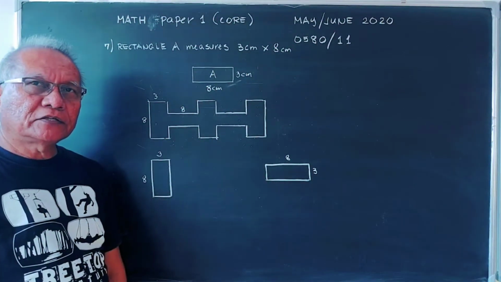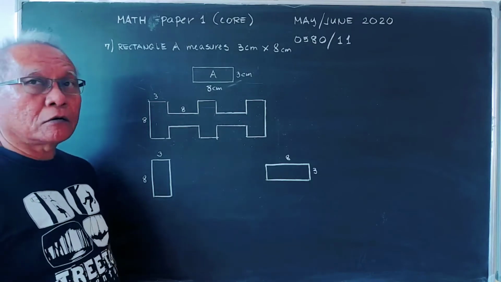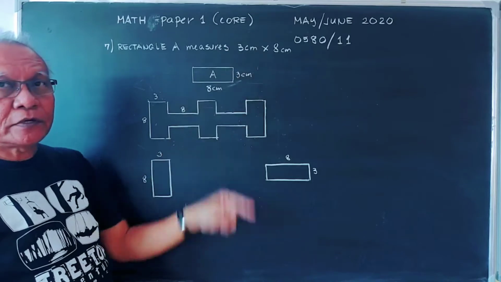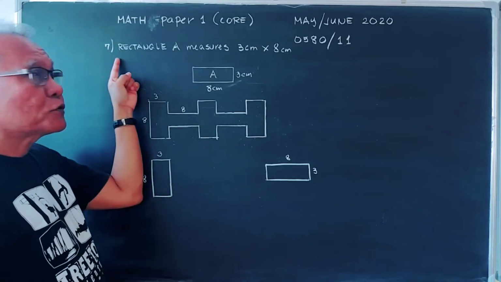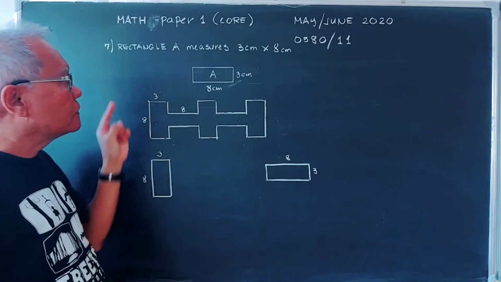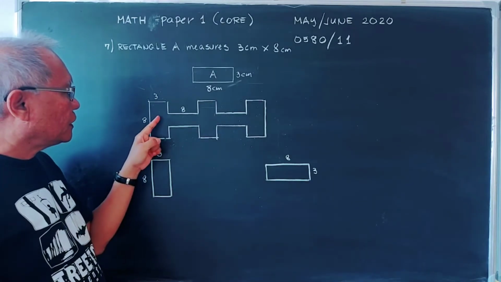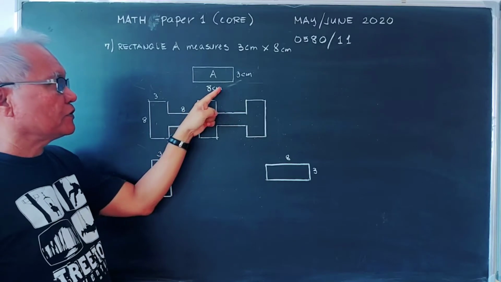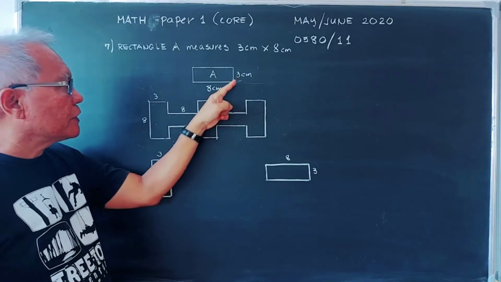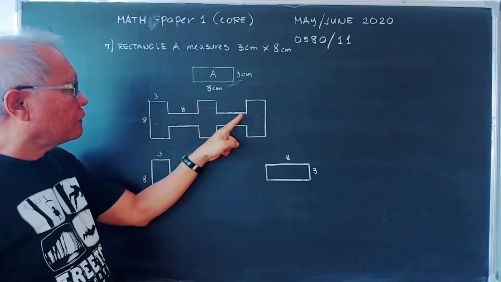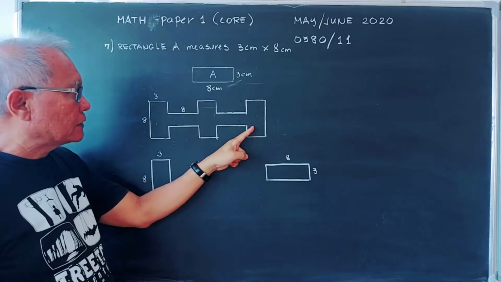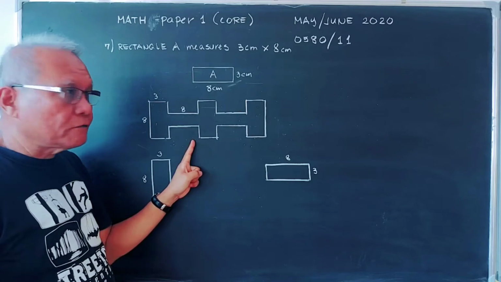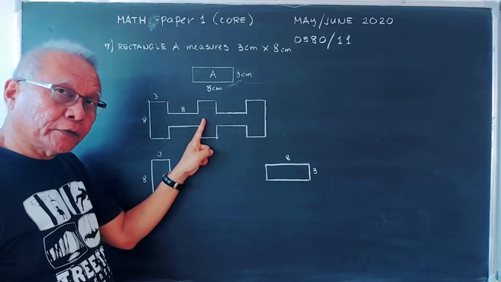Good day, learners. Today we are going to continue our solutions of May-June 2020, paper 11. And this one is number 7. Here in our figure we have a rectangle 8 centimeters by 3 centimeters, repeated into 1, 2, 3, 4, 5 rectangles. We have to work out the perimeter of our figure.